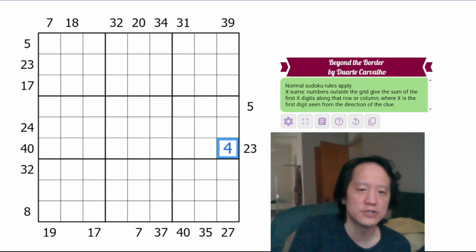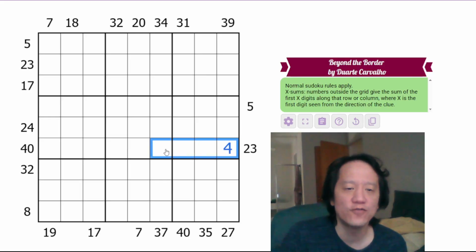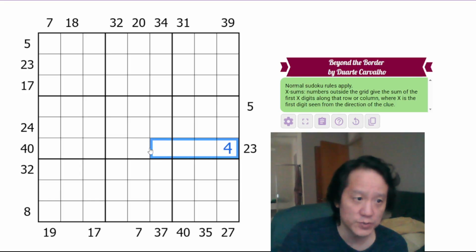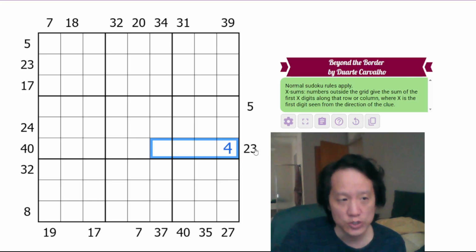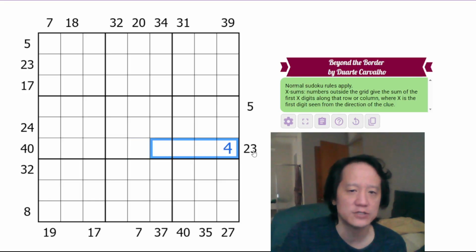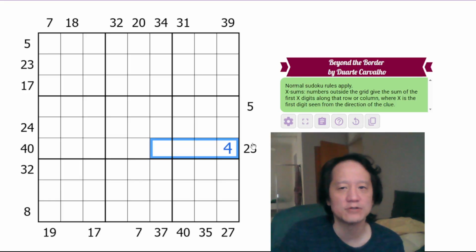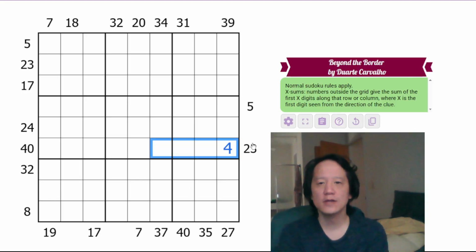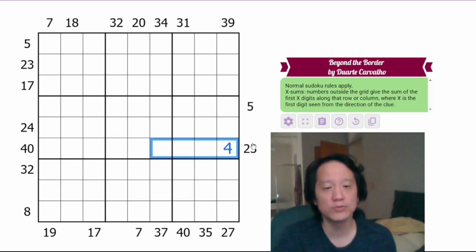If we could also say have a 4 here, then the first 4 digits in this row going this way would also have to add to 23, because the X digit here signifies how many digits you sum up to add to the sum that's outside of the grid. And those are all the rules.